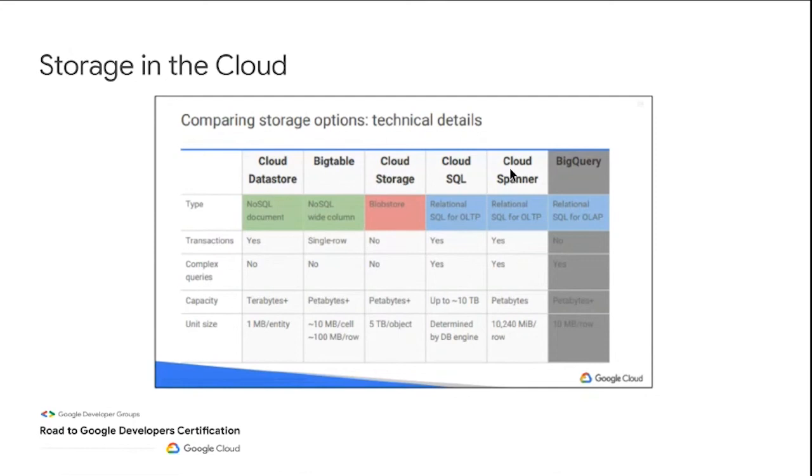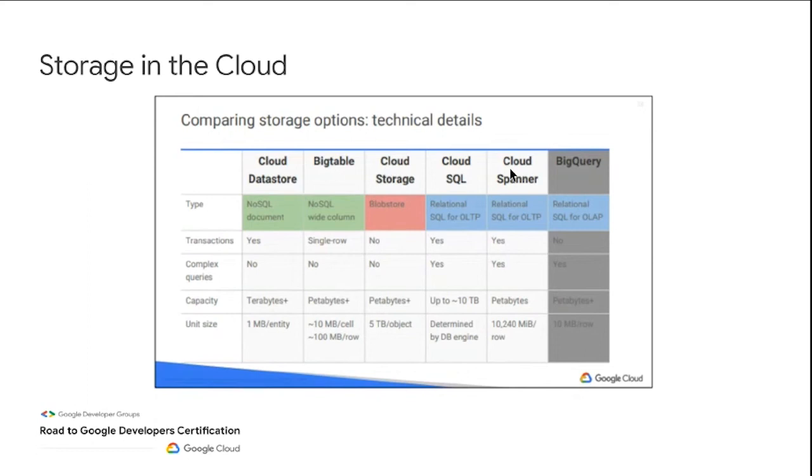So the next one is the Bigtable. It's a columnar NoSQL database. Imagine Cassandra. It has single row transaction support. It doesn't support complex queries because it's columnar, and it has petabytes capacity. Each cell can be like 10 megabytes, and each row roughly 100 megabytes. So these are used as database solutions for your data.